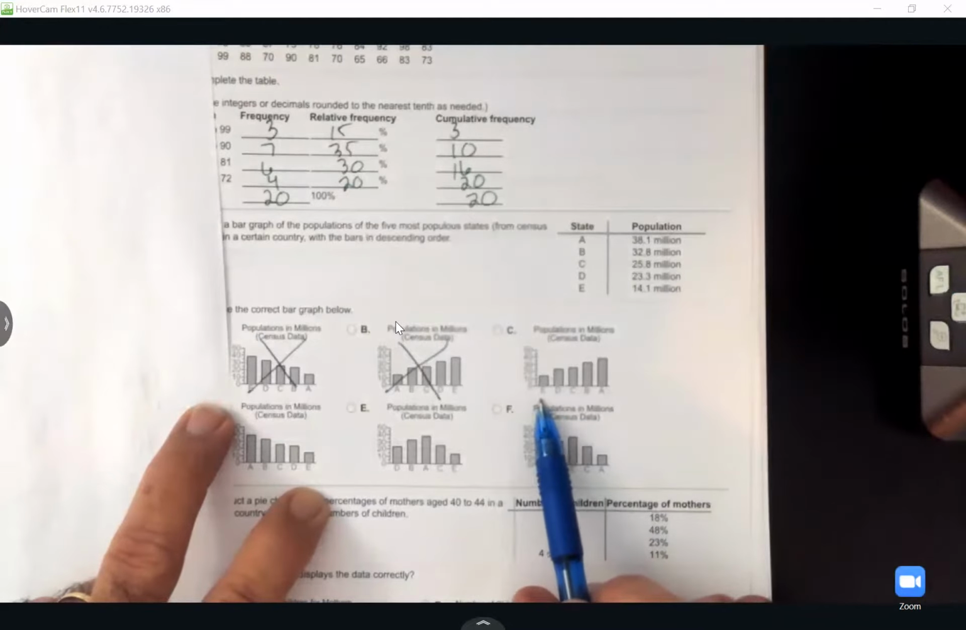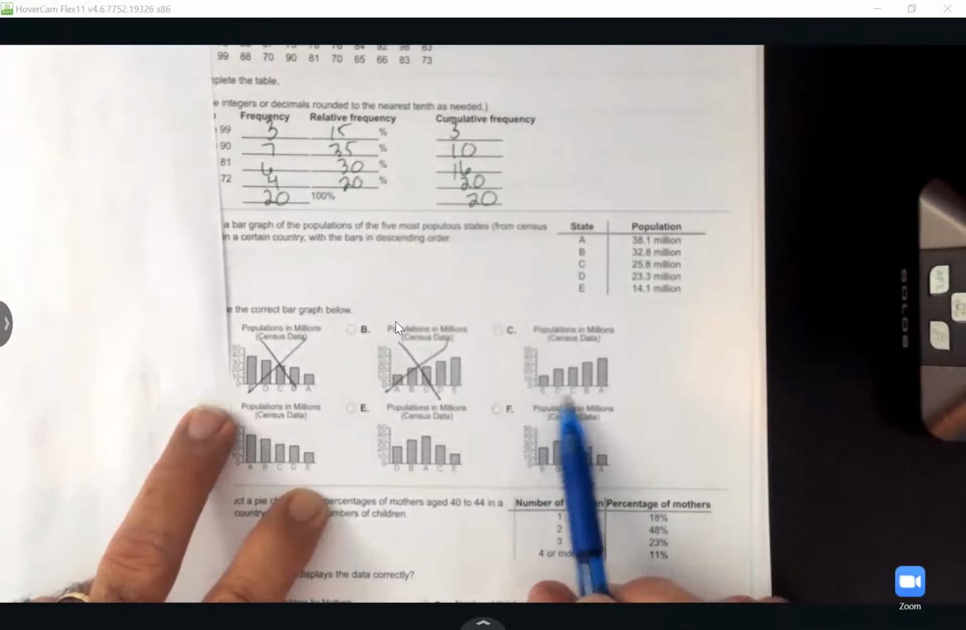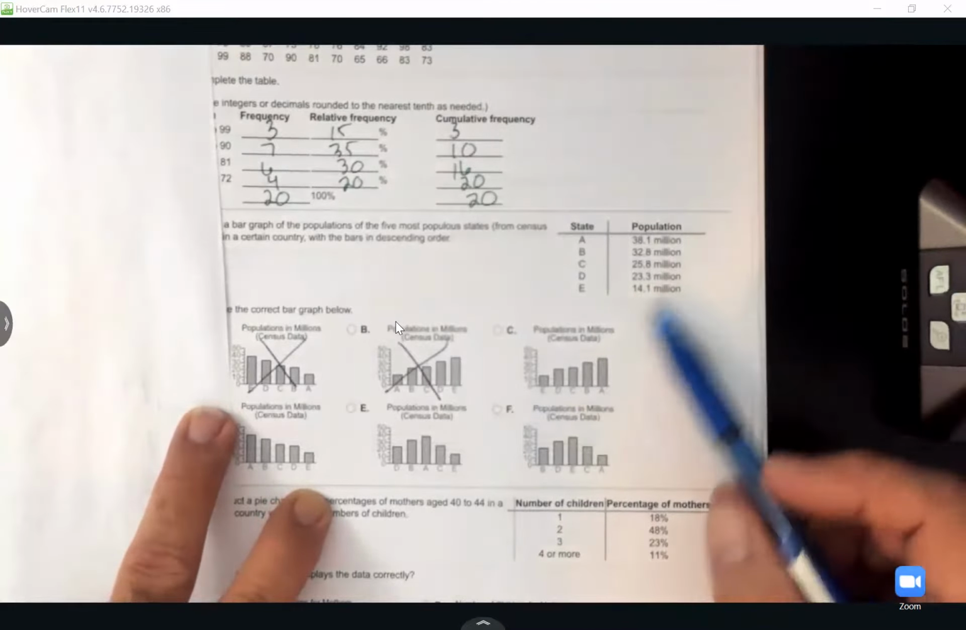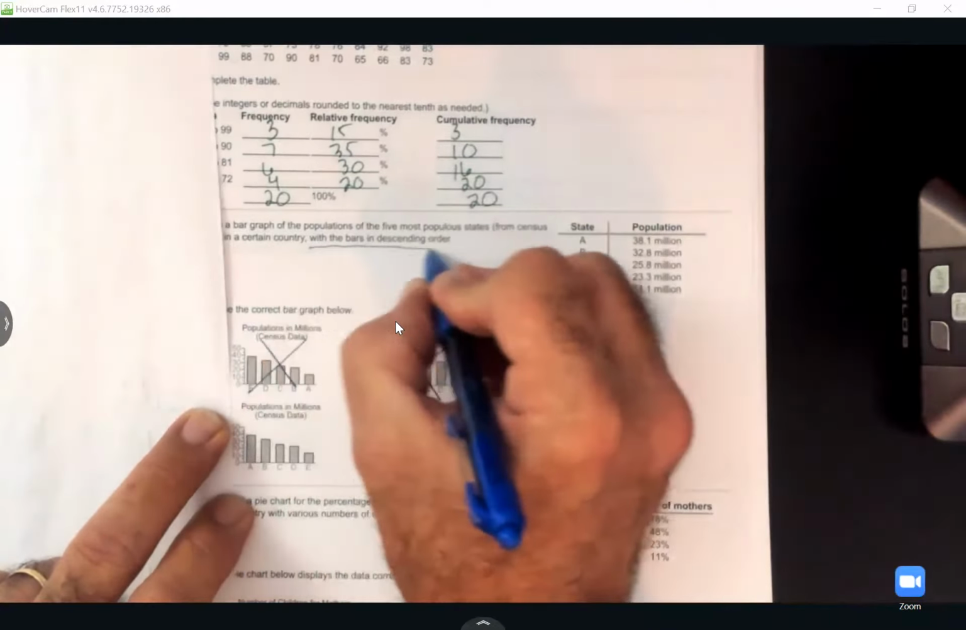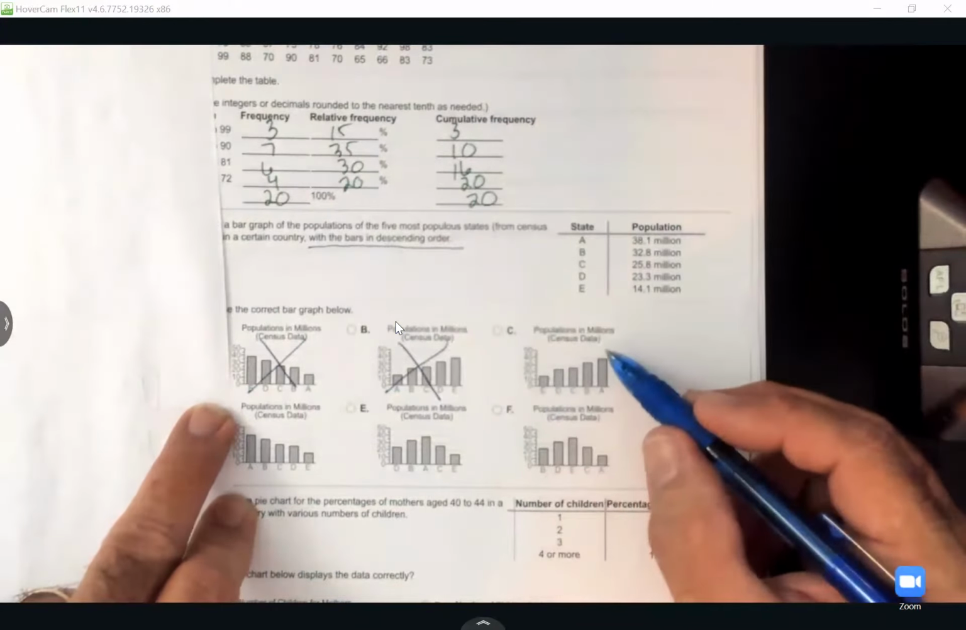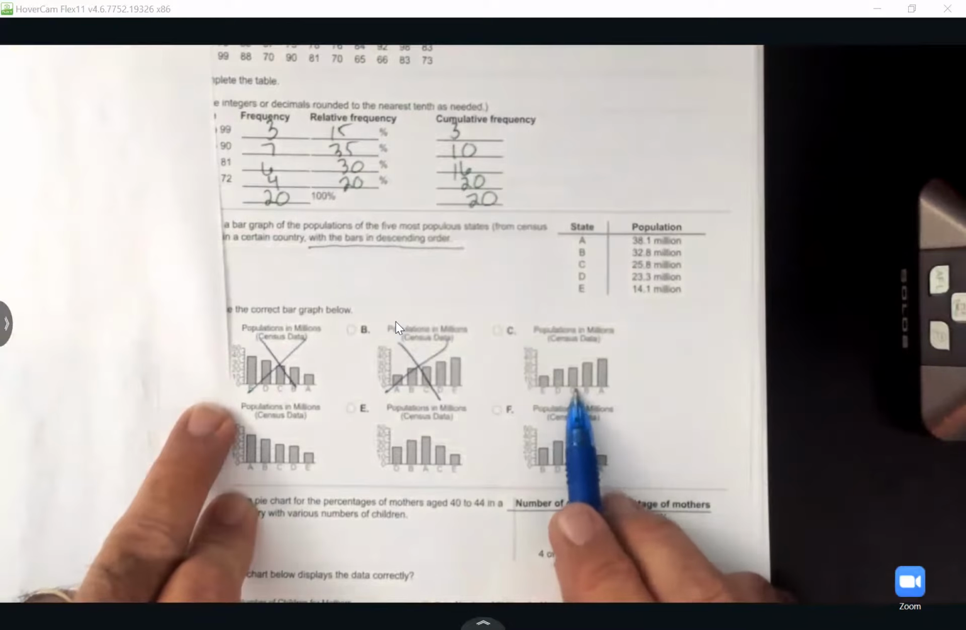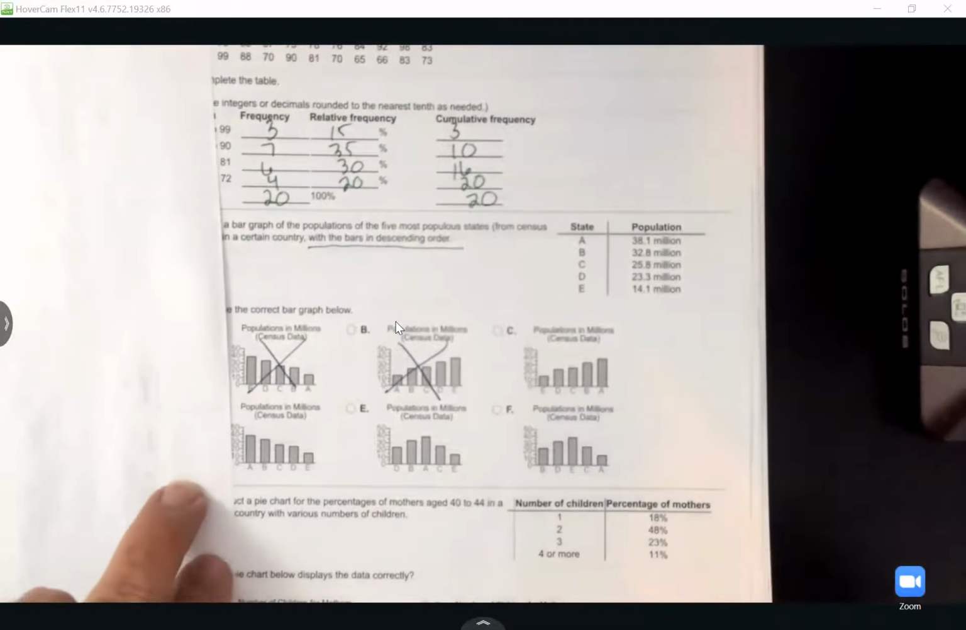Let's see what they're doing here. So they're in reverse order. So no, we want them to be in the right order because it's telling us with the bars in descending order. Those are in ascending order. This one is sort of right, but it's not in the right order we wanted. So you don't want to pick that one.